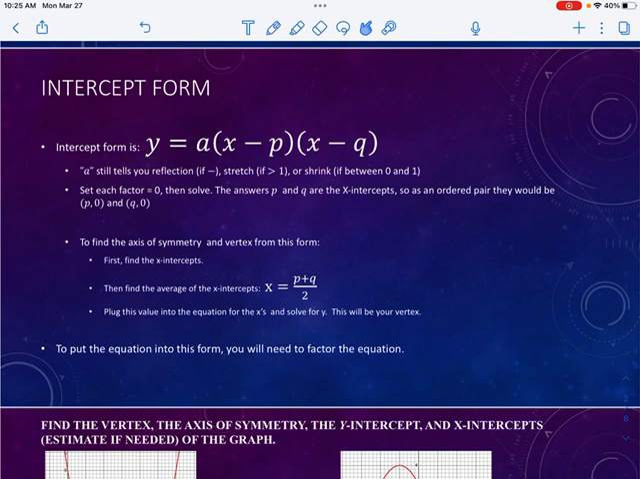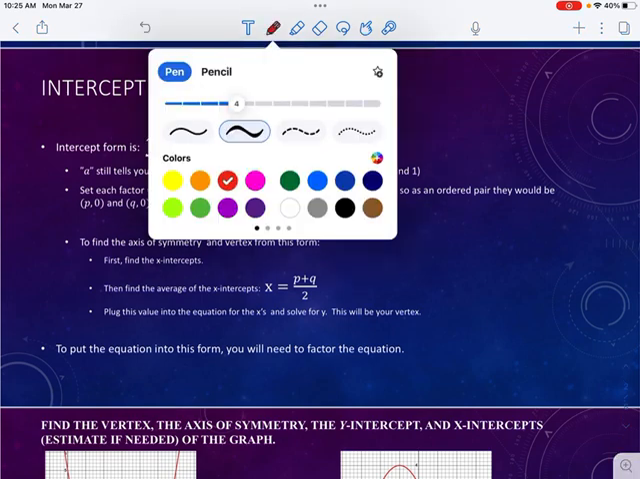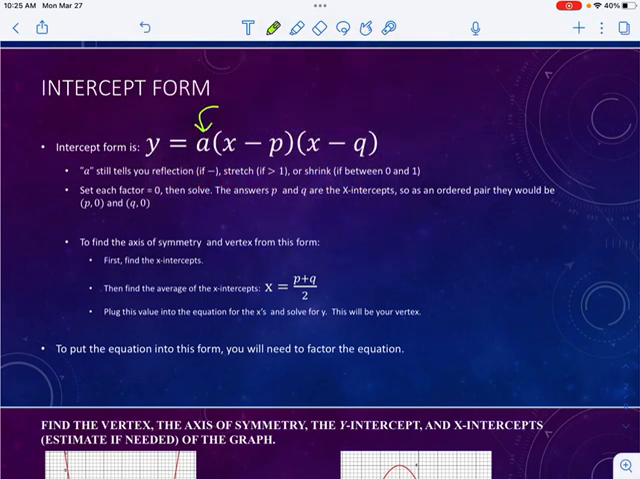Intercept form is written as y equals a times the quantity x minus p times the quantity x minus q. A is still what tells us if it's a reflection, that's if A is negative, if it's a stretch, if A is greater than 1, or if it's a shrink, if A falls between 0 and 1.